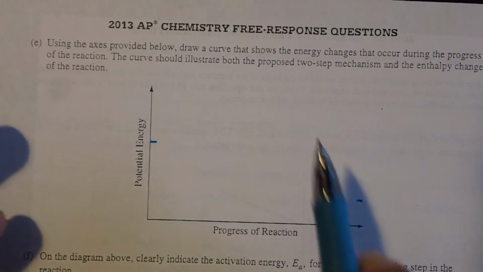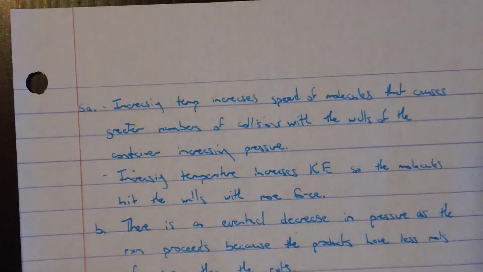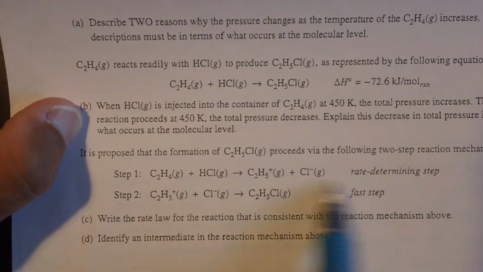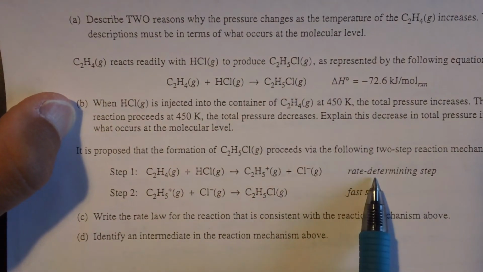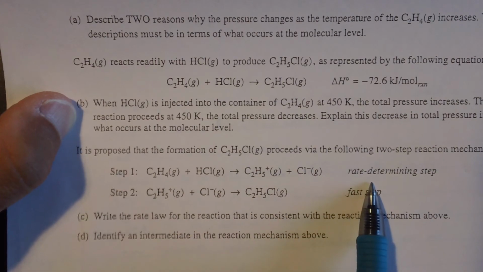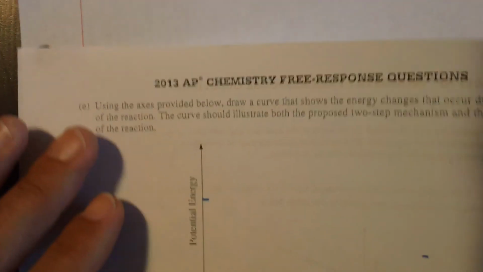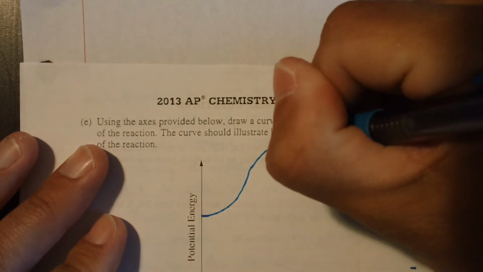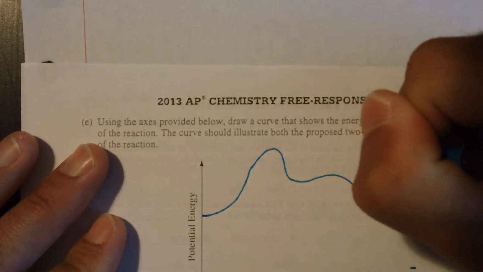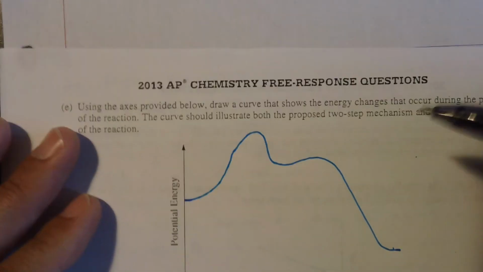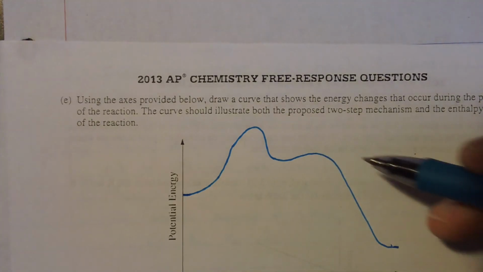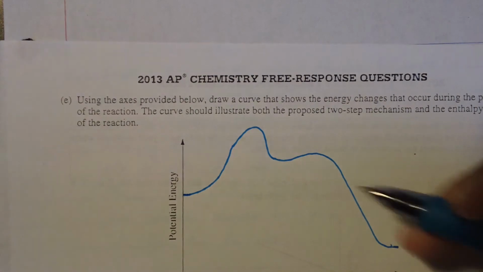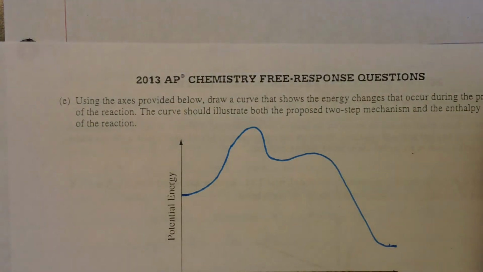Good? The two-step mechanism, we have to look back at that mechanism that they gave us and recognize that this being the slow step, the reason it's the slow step is because it has a higher activation energy, and that's the first step. And so we've got two humps on this graph. The first hump has to be higher than the second hump. And so you need two humps there. The first hump has to be higher than the second hump, and it's got to finish lower than it started. I probably could do a better job of drawing that second hump there.